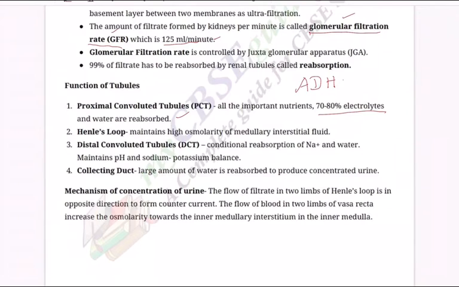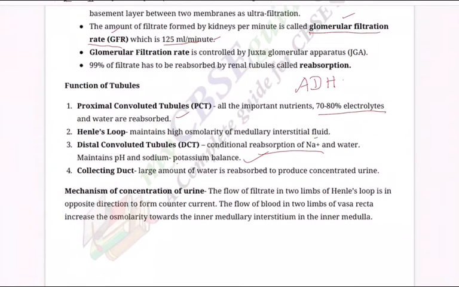So, functions of tubules. In the PCT, all important nutrients, 70 to 80% of electrolytes and water are reabsorbed. Henle's loop maintains high osmolarity of the medullary interstitial fluid. And DCT, conditional reabsorption, this is very, very important. Conditional reabsorption of Na+ and water. It maintains pH and sodium-potassium balance. Very, very important, thanks to DCT. Otherwise, our heart will become abnormal.